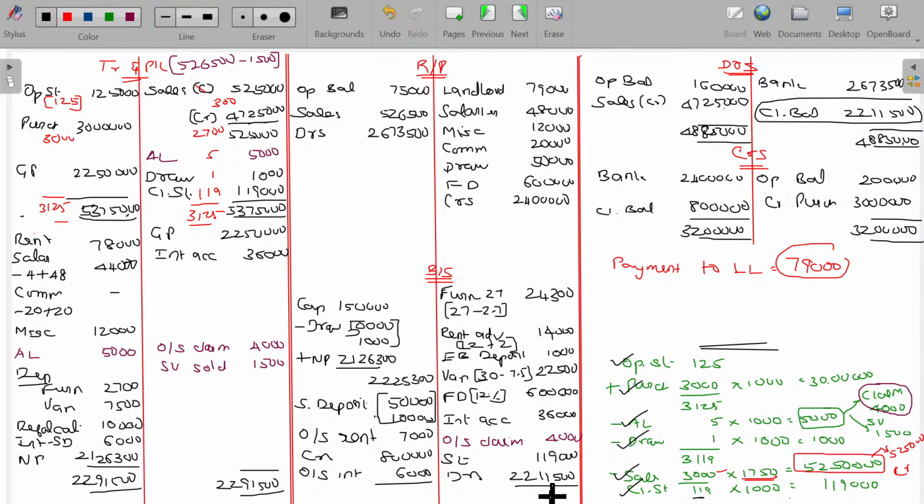Finish off tallying the balance sheet. Hope this is agreeing with 30 lakhs 98,300.